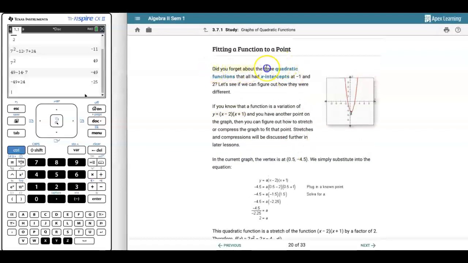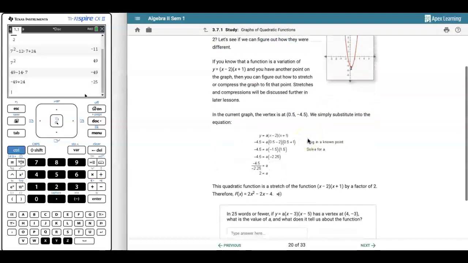So again, did you forget about the functions? They all had the same x-intercepts, but we're going to try to figure out how they're different. How they're going to be different is that they're going to have different a values, so ax squared. We can figure that out by looking at the equation: we put an a out in front, and we plug in using the values that we know.